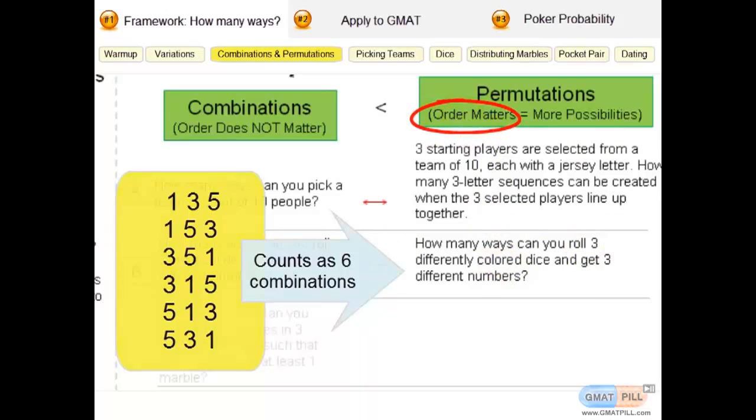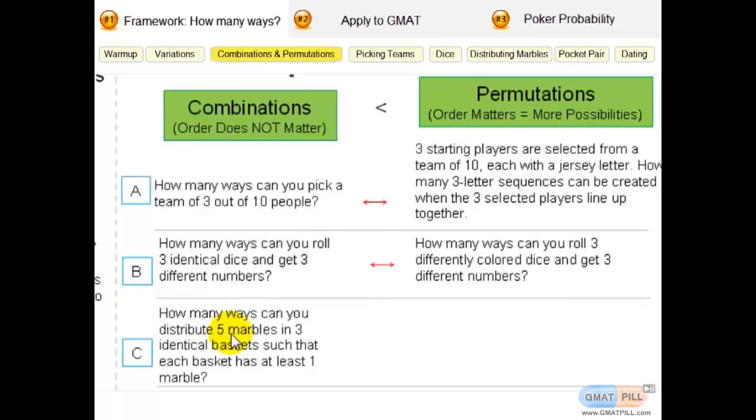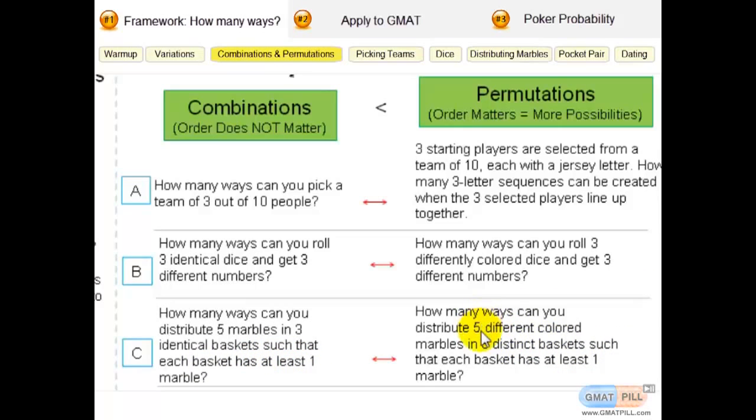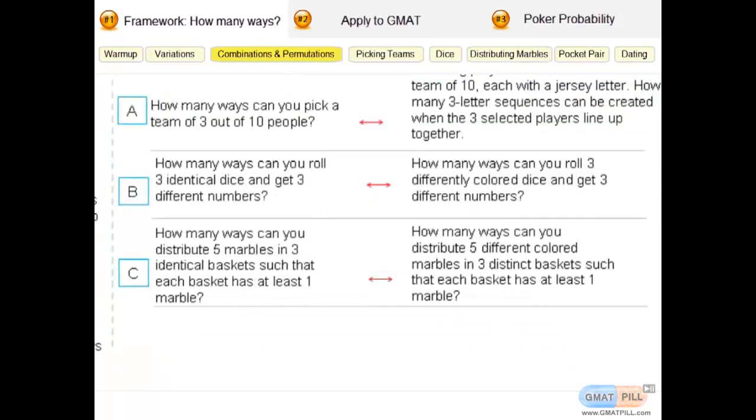Another example, when you have 5 marbles, and you want to distribute those 5 marbles in 3 identical baskets, such that each basket has at least 1 marble, right? The other version is, well, if they had different colored marbles in distinct baskets, right? So this is similar to B. Then you can think of another one.